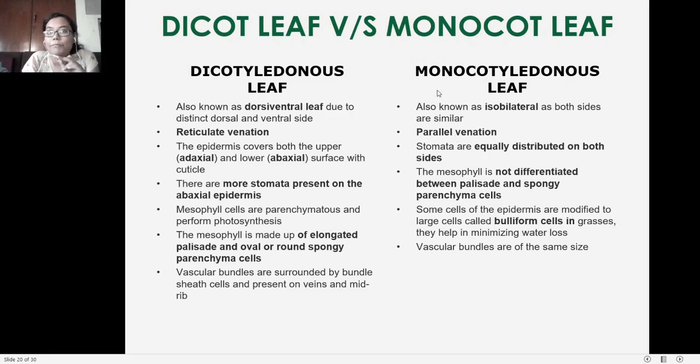Okay, now we come to monocot leaf. Monocot leaves are called isobilateral because their adaxial and abaxial surface both are similar. Okay, they have parallel venation. So here is the difference. Dicot leaf has reticulate venation, monocot leaf has parallel venation, and stoma are equally distributed on both the sides, that is adaxial and abaxial.